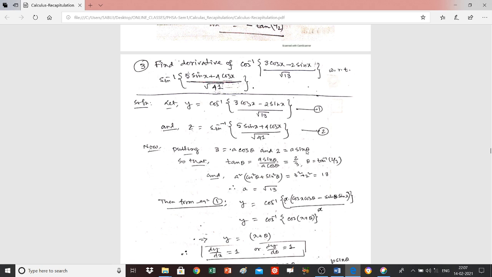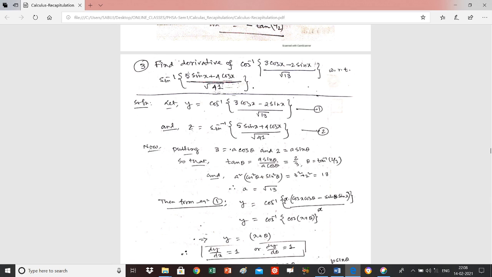Then from these two you can write tan theta is equal to a sin theta by a cos theta, where a sin theta is equal to 2 and a cos theta is equal to 3. That is, theta is equal to tan inverse 2 by 3. Square and add these two terms: 3 square plus 2 square is equal to a square into cos square theta plus sin square theta. That means it is equal to 13, so a is equal to root 13. So from this relation you can write y is equal to cos inverse, where a arises here and another a arises from here, so a is here.